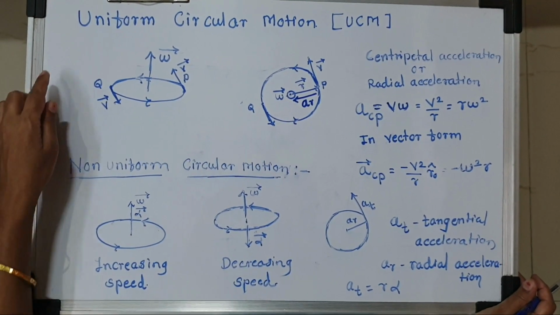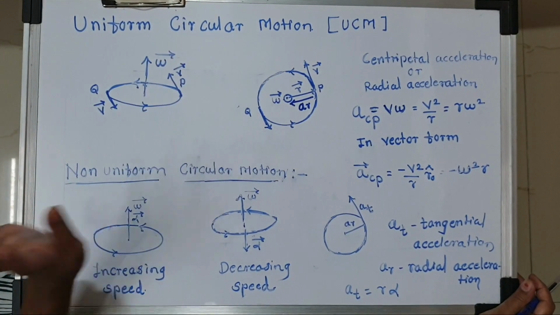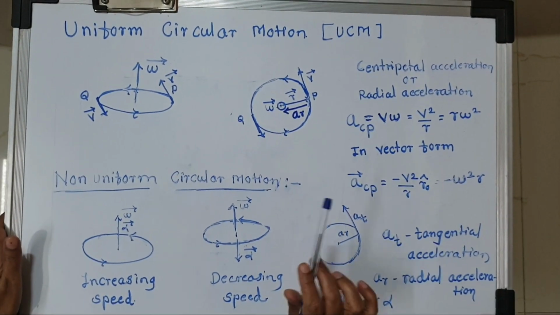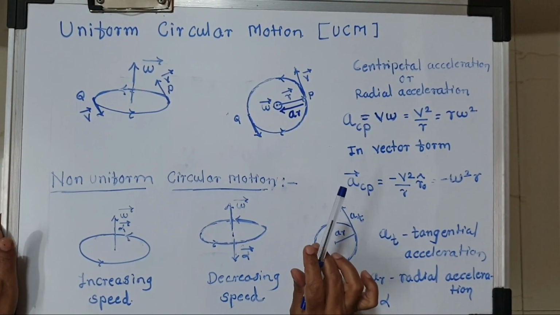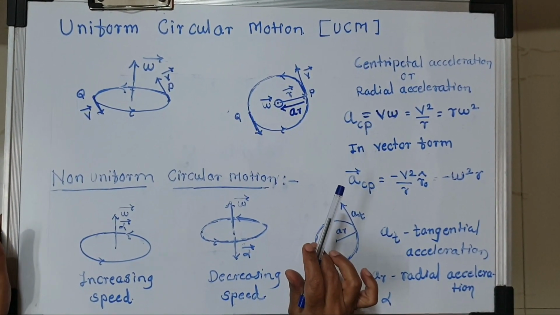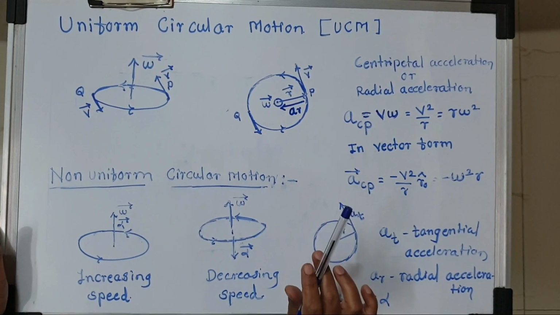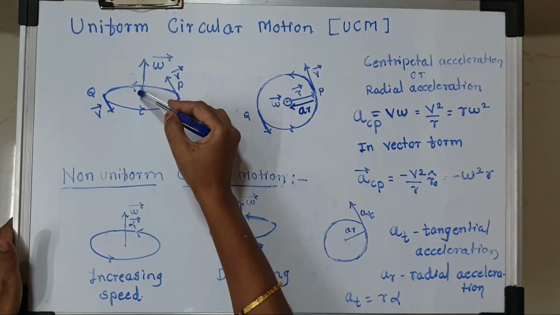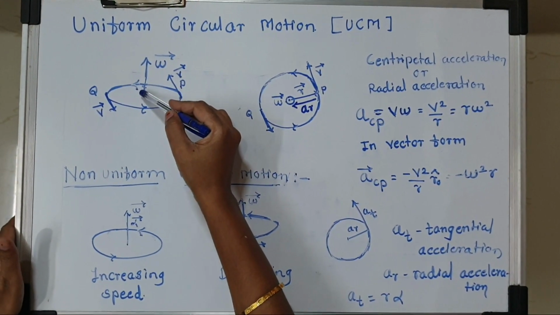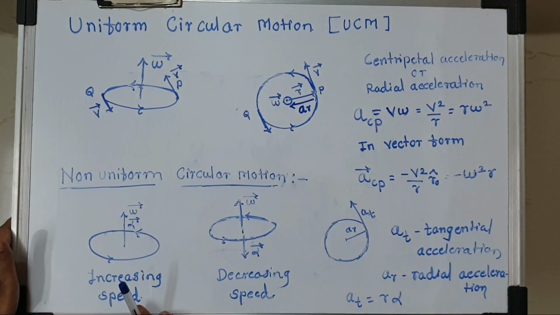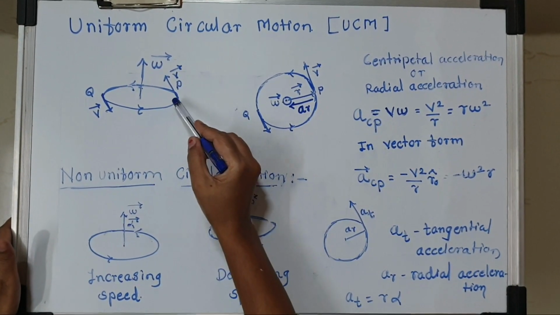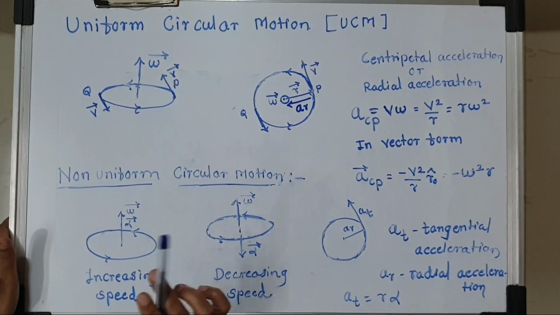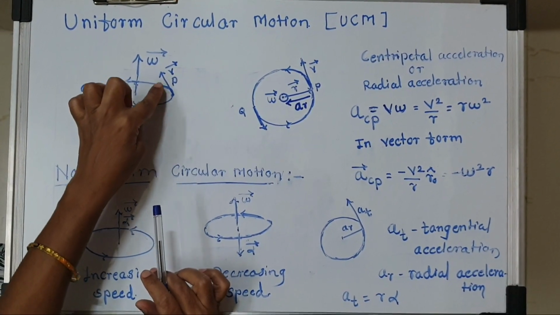Hello students, today's topic is uniform circular motion, short form UCM. When a particle performs circular motion with a constant speed, that motion is known as uniform circular motion. In uniform circular motion, the direction and magnitude of angular velocity remain constant, but the direction of linear velocity is changing. Its magnitude remains constant, but its direction is changing.